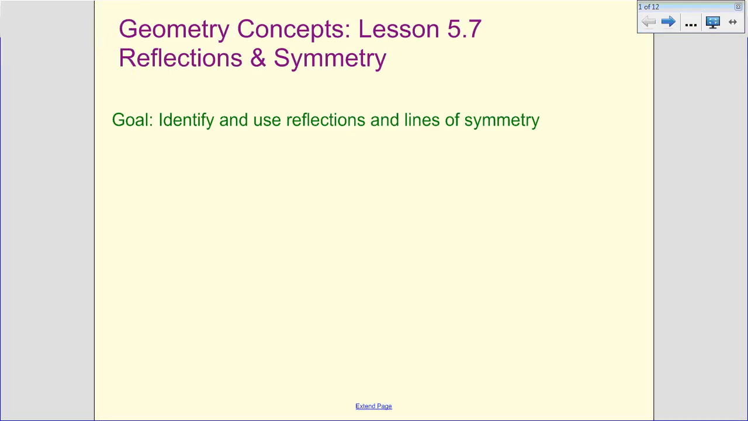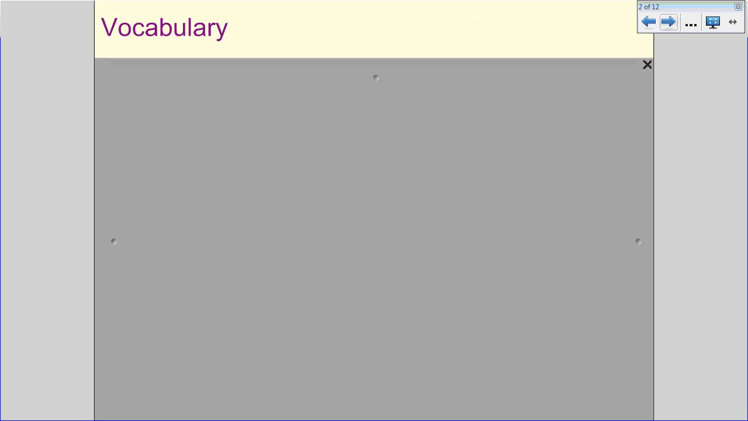Ladies and gentlemen, we're going to take a look at our second transformation unit or lesson, and that's lesson 5.7. This is page 130 in your note-taking guide, and we're going to take a look at what are called reflections and symmetry. Today we're going to primarily focus on the reflections. Tomorrow in class, I want to together take a look at lines of symmetry. So we're going to identify and use reflections, and then, like I said, we're also going to talk about our lines of symmetry. So let's take a look at our vocab.